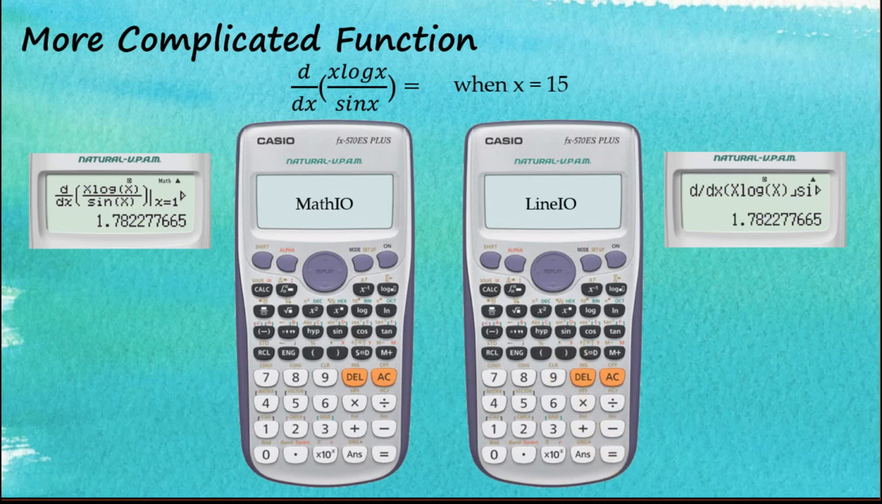So that's how we perform numerical derivative by using our Casio fx-570ES Plus calculator.